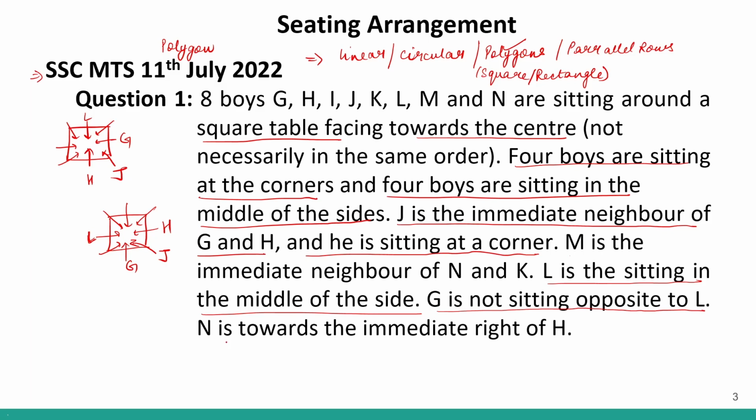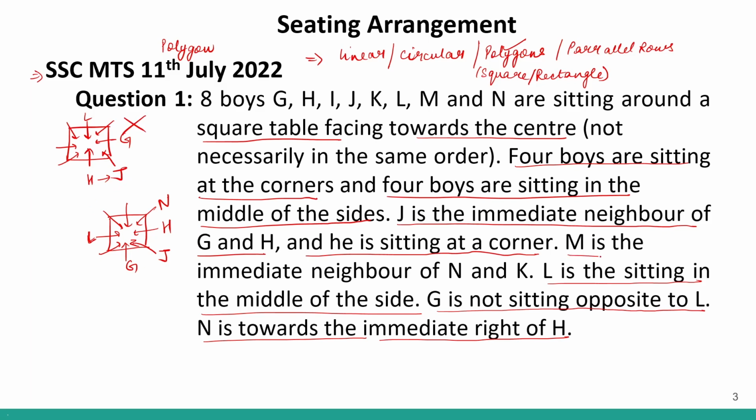Correct? Now it is given to us N is towards the immediate right of H. So N is to the immediate right of H. N will be over here. Similarly, in the first possibility, immediate right of H is J. So this possibility will not be true. This one, the second possibility, we will continue with.